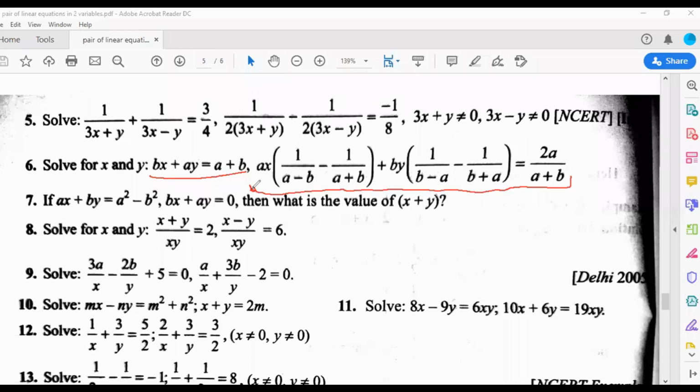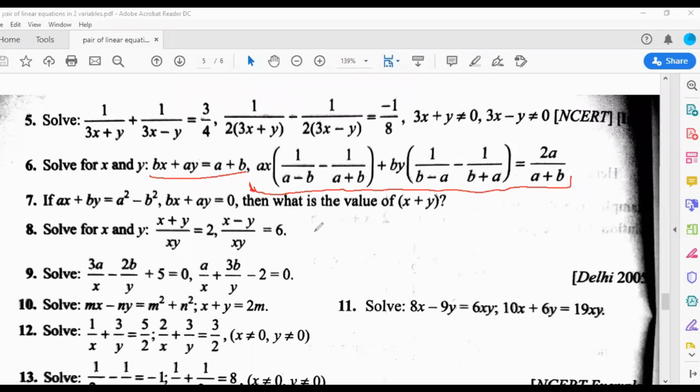Any idea using any identity? (a plus b) into (a minus b). What is (a plus b) into (a minus b)? a square minus b square. Yes, you can use that identity here. So how can we apply that identity here? Any idea? No. Okay, can you reduce these brackets?